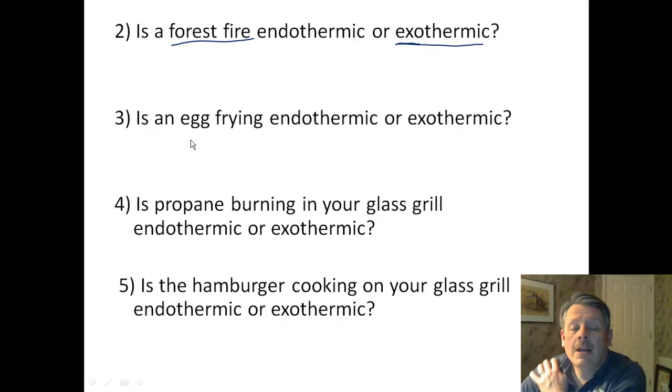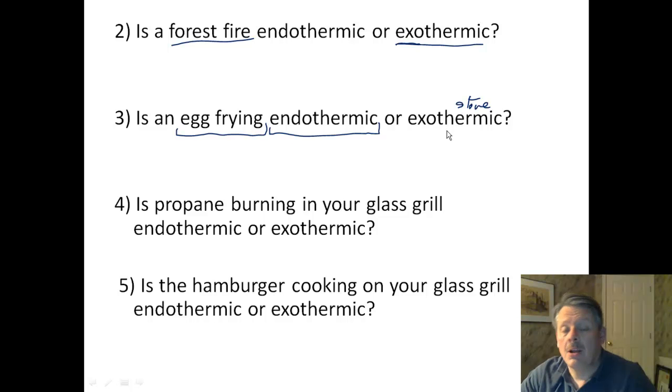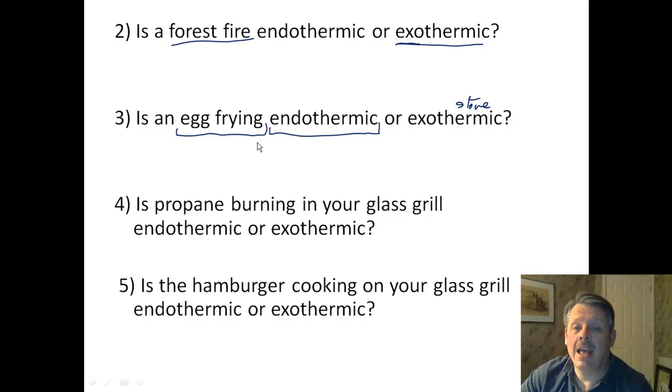And egg frying, you have to think of the whole system here. The egg is getting hotter. The egg is absorbing heat from the stove, so the egg is endothermic. Now, the stove is exothermic. The stove is giving up energy. Where is it giving it to? It's giving it to the frying pan. The frying pan is hence giving it to the egg. The egg is frying, so the egg frying itself is endothermic. So you need to think about exactly what the question's asking.